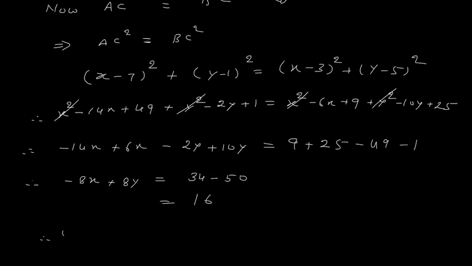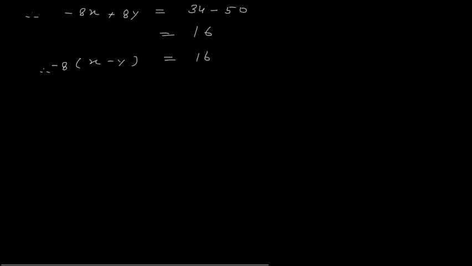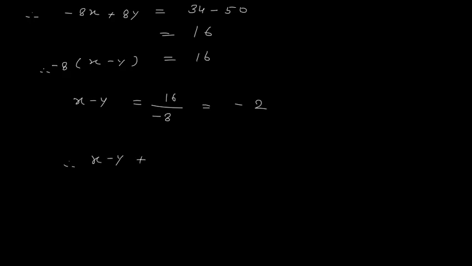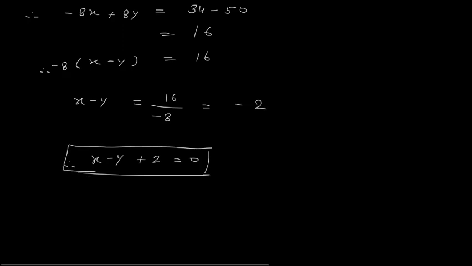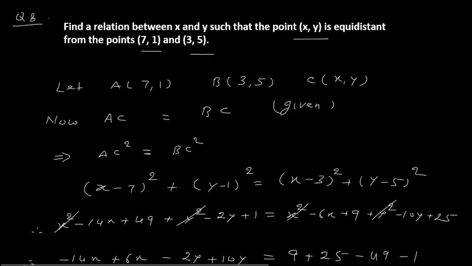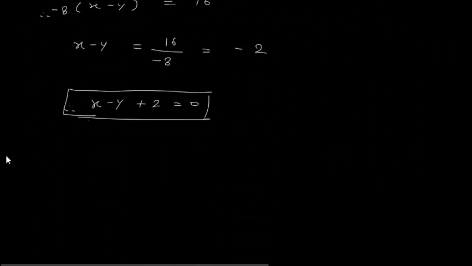So therefore you can take minus 8 common, so you have x minus y is equal to 16, and that will give you the value of x minus y is equal to 16 upon minus 8, that is minus 2. So therefore x minus y plus 2 equal to 0 is the required relation between x and y. So you can say that x minus y is minus 2 or x minus y plus 2 is equal to 0. This is the required equation. This is question number 8.